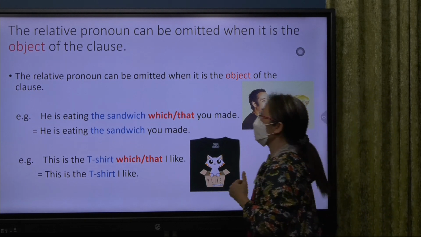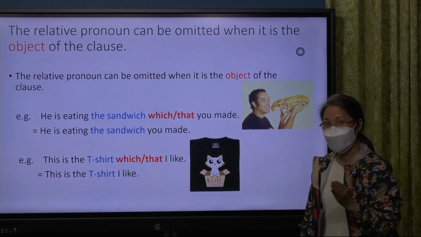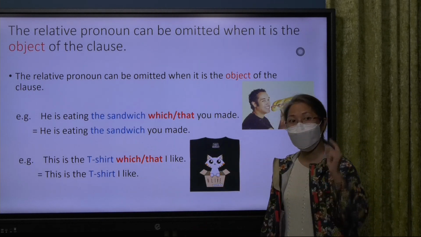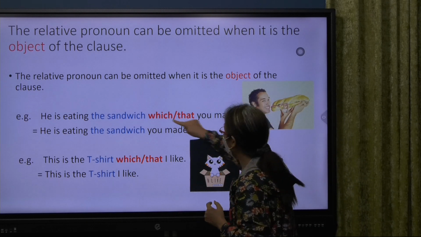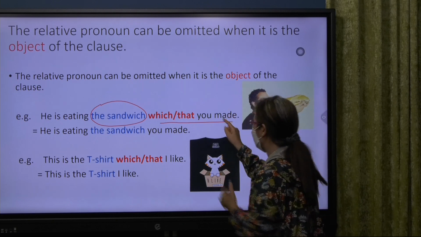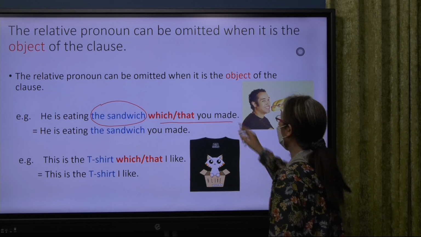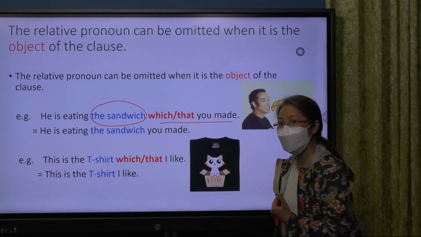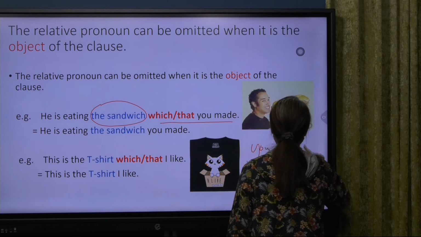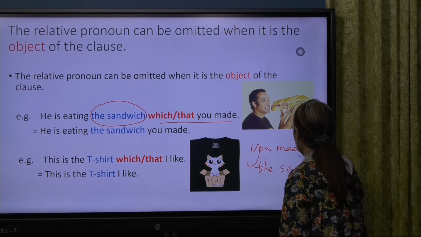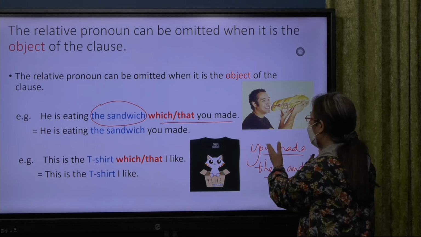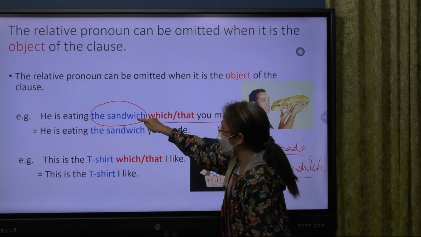Also, the relative pronoun can be omitted when it is the subject of the relative clause。有時個 relative pronoun which 同埋 that 係可以唔寫㗎。When 幾時可以唔寫呢？當呢一句呢個 clause 裏邊嗰樣嘢喺你嗰個子句嗰度係 object 嘅時候。For example, this one, he is eating the sandwich。佢食緊三文治。Which sandwich？邊份三文治啊？我哋俾多一個資料人哋。You made the sandwich。你整嗰一份。You made the sandwich。So this one will put this relative clause after the noun. Do you remember?